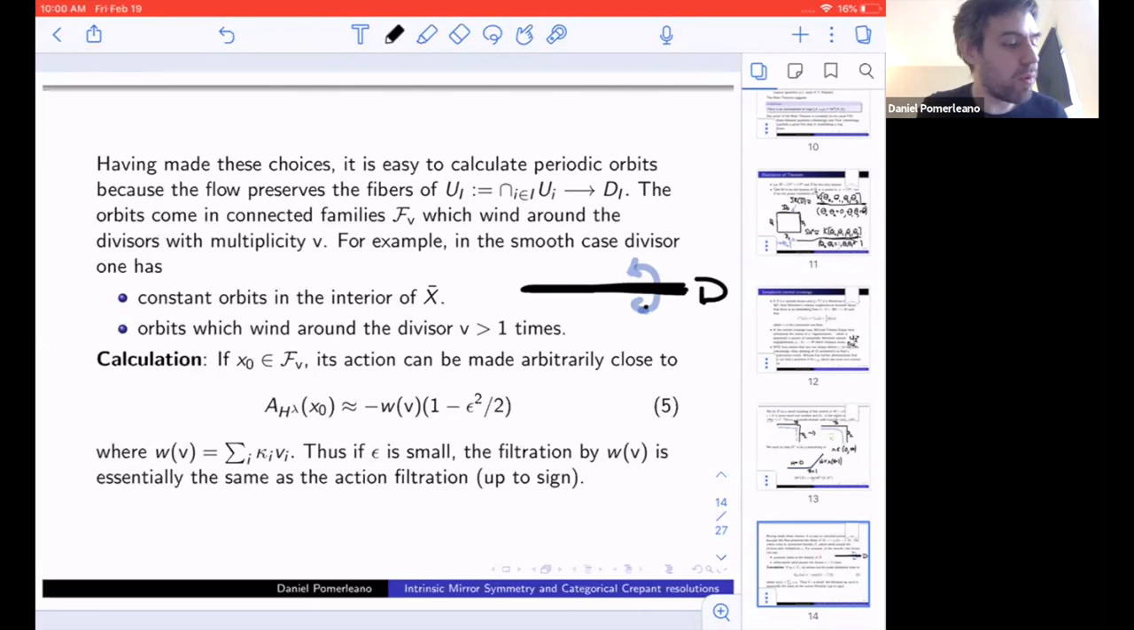And then in more complicated cases, in general what you have is a connected family of orbits which wind around the divisor with multiplicity v for every v, for every admissible vector in this BMD that I was talking about earlier.